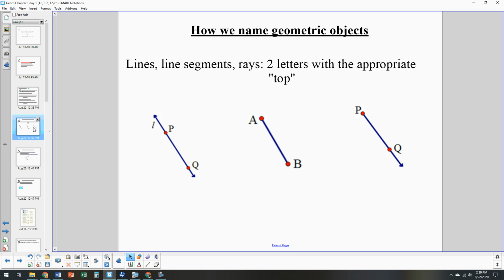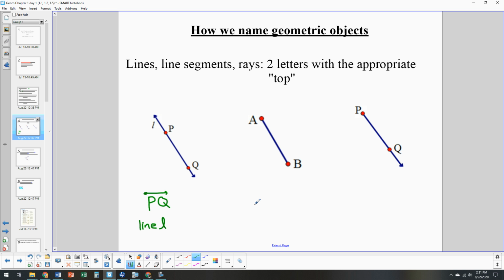So how we're going to name our geometric objects. If I have a line, I could name it as line PQ, where I do the two letters, and then a line with arrows on both sides above it. But you'll also notice sometimes we have a little letter, in which case I'd write the word line, and then the script letter. So sometimes I use my script like that, line L.